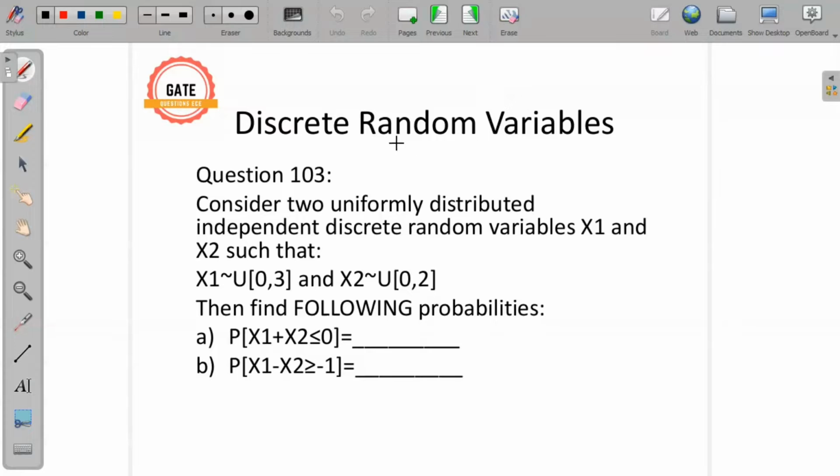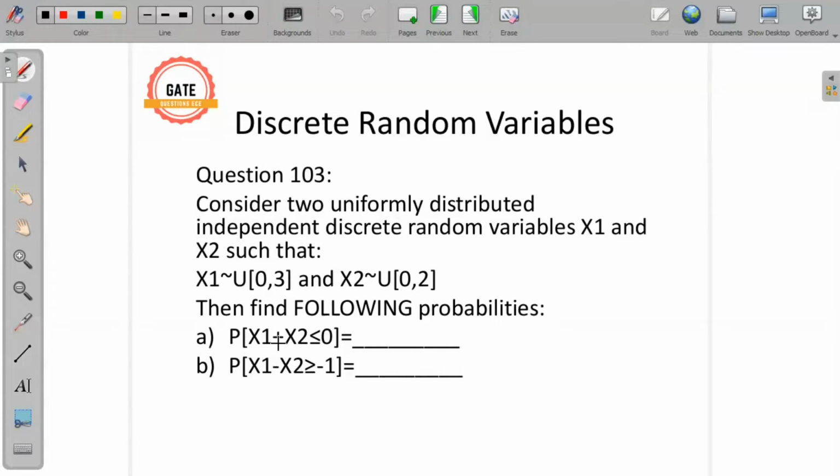So the next question on discrete random variables is the question with question code 103. Consider two uniformly distributed independent discrete random variables x1 and x2 such that x1 is uniformly distributed over 0 to 3 and x2 is uniformly distributed over 0 to 2. Then find the following probabilities.